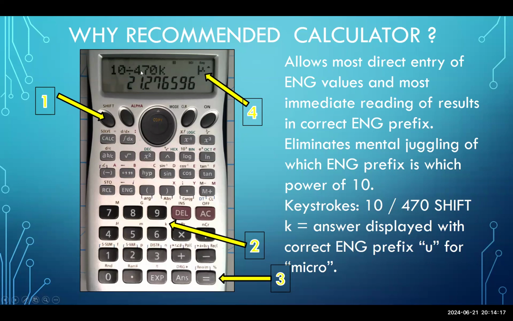And this tells you that if this were 10 volts, 470 kilo ohms of resistance, this will calculate to 21.276596 microamps. Micro. And that's what it is we have here. Keystrokes are 10 divided by 470, Shift K. Answer is displayed with the correct engineering prefix, this letter U for micro.